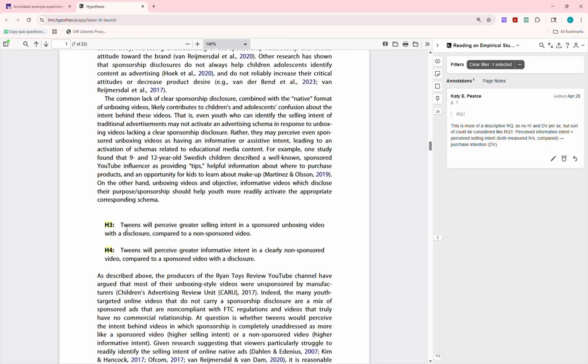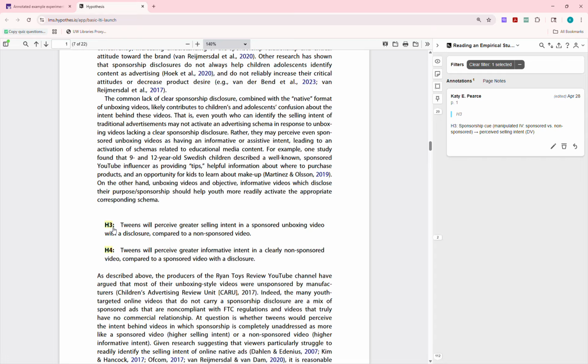We're going to go to H3. So in this case, this is when we are actually getting into manipulated variables. Tweens will perceive greater selling intent in a sponsored unboxing video with a disclosure compared to a non-sponsored video. So they're saying if they show the kids this unboxing video and there's a cue in there that says, you know, I got this product from the company, I was sponsored for this, then the kids are going to interpret that they're being sold to more.